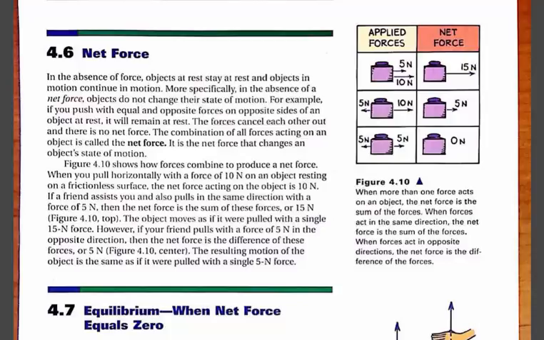Section 4.6, Net Force. In the absence of force, objects at rest stay at rest, and objects in motion continue in motion. More specifically, in the absence of a net force, objects do not change their state of motion. For example, if you push with equal and opposite forces on opposite sides of an object at rest, it will remain at rest. The forces cancel each other out and there is no net force. The net force is zero.